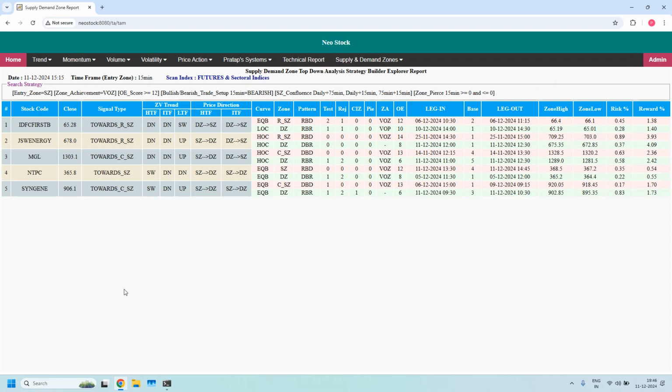So in all these 5 stocks, the 15 minute supply zone is part of the 75 minute supply zone, both together again part of the daily supply zone. And the daily trend is down in the first 3 stocks. If those supply zones are having a daily EMA Confluence, they are even more high probability trade setup supported stocks. Let us verify.